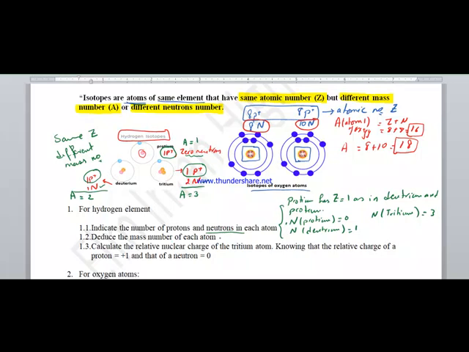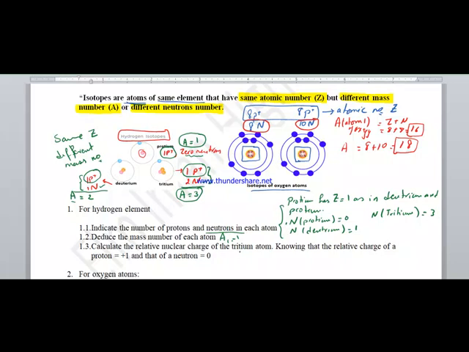The mass number of each one: the mass number for the first isotope is equal to 1, as we calculated. This is the mass number of protium. The mass number of tritium is equal to 3, we add 1 proton with 2 neutrons. The mass number of deuterium is equal to 2, the summation of 1 proton and 1 neutron.